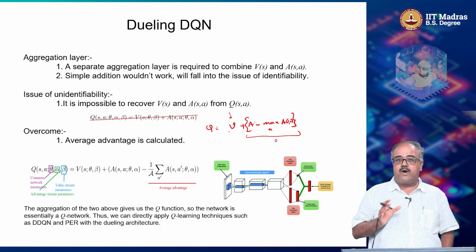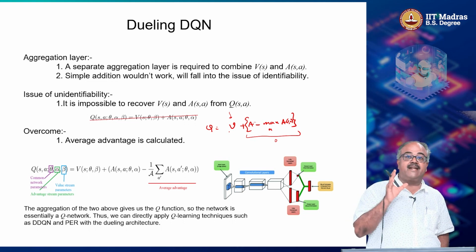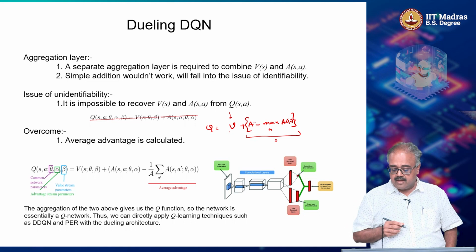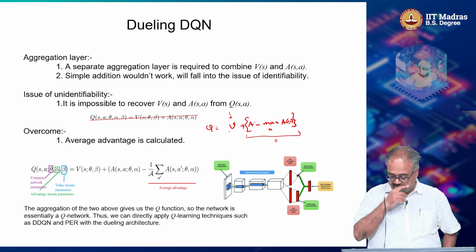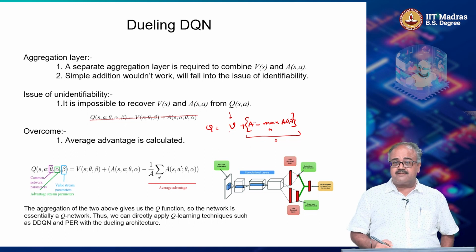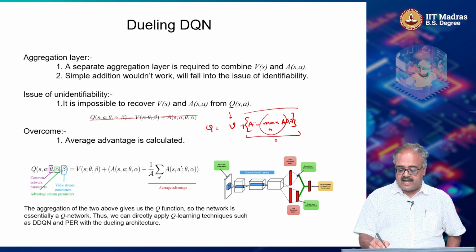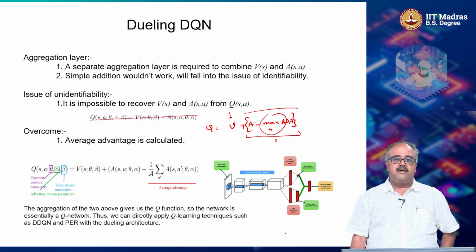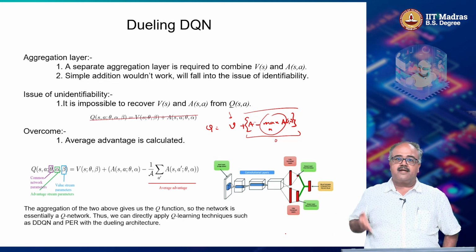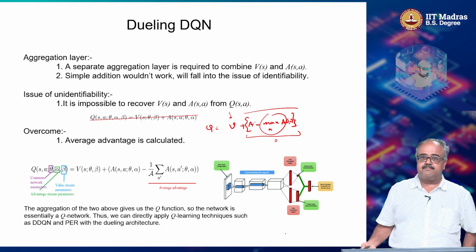So this is one way of making sure that you are learning the right advantage and the value function, even though you're just using one Q error. But the problem with this expression is what? I have a max here. Now that makes it hard for me to do the propagation through max. I can't do the back prop through a max. So I would like to have something that is simpler.